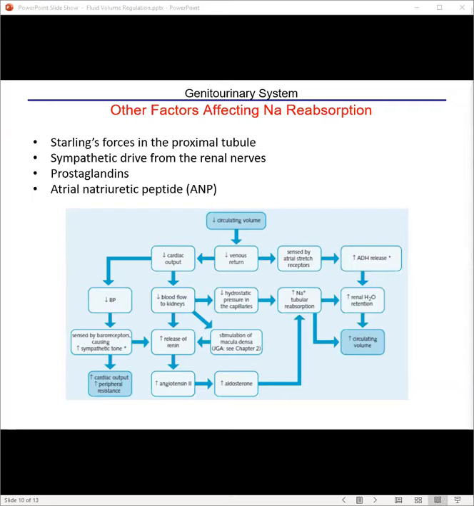Lastly, your atrial natriuretic peptide, your ANP, is a peptide produced by your cardiac atrial cells in response to an increase in ECF volume. So this is found in the atrial cells and released into the plasma. So your atrial cells, of course, in the atrium, are therefore involved in sodium reabsorption via your ANP.